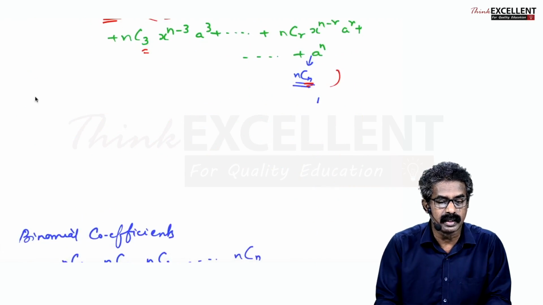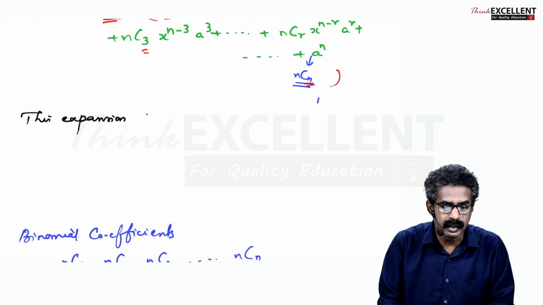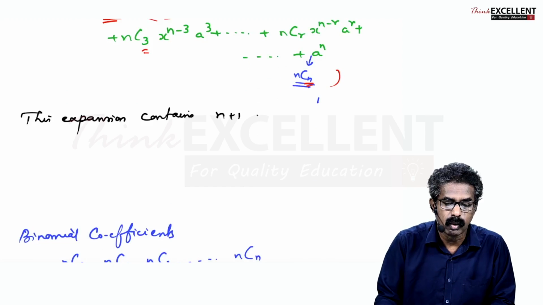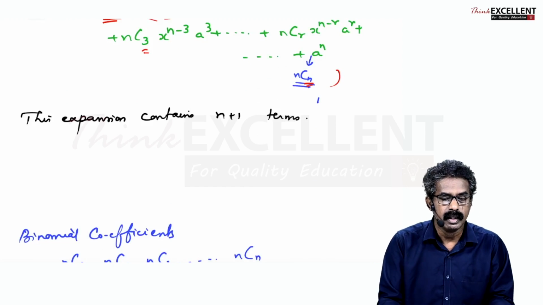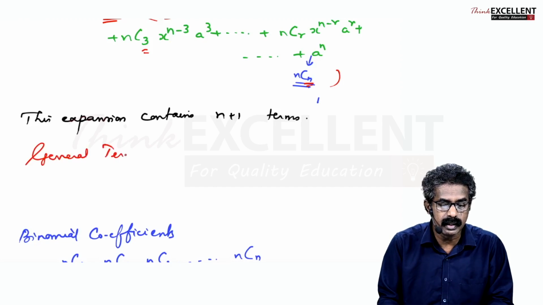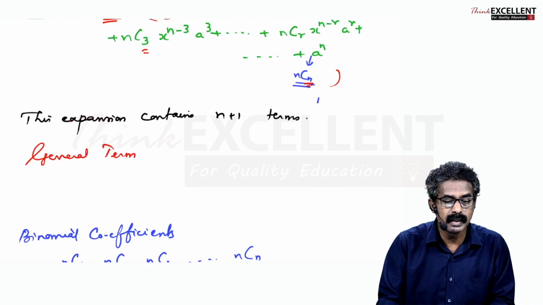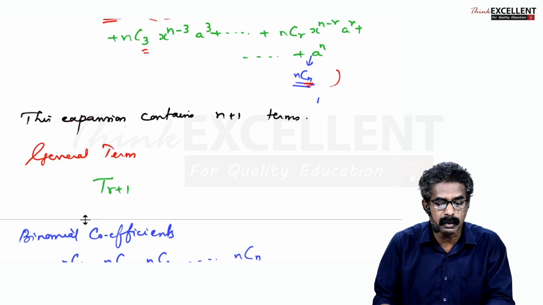So that you can mention here: this expansion contains how many terms? n plus 1 terms. Okay, so this is another important thing. Then the general term, that is actually the (r plus 1)th term, T r plus 1. How do you know this is the (r plus 1)th term?